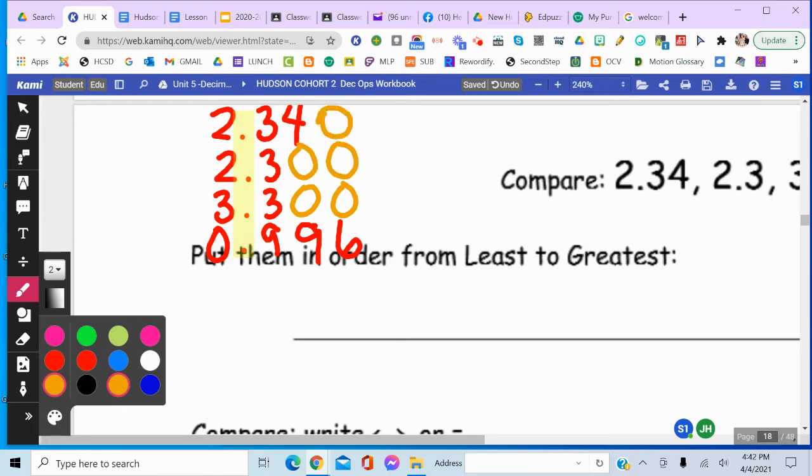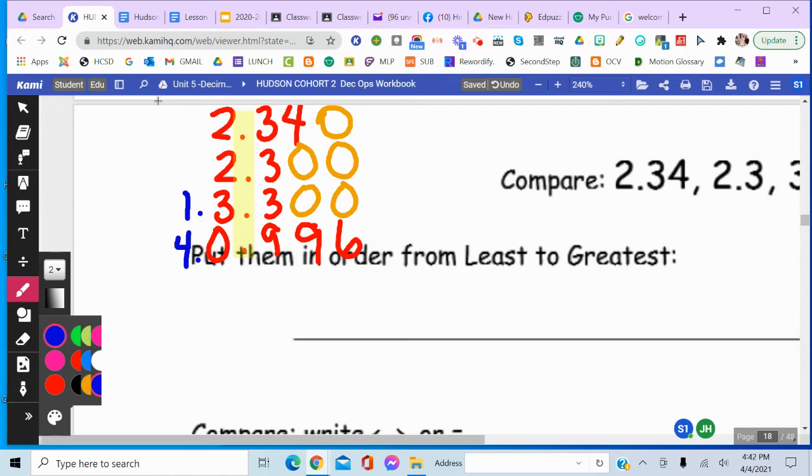Okay, now I'm going to start with my first digit. Well, I've got 2 2s, I have a 3 and a 0. This makes my life pretty easy because I already know the one with the 3 is the biggest. It doesn't even matter what the rest of the digits are. And I already know that the one with the 0 is the smallest. So that makes my life really easy because now all I have to do is figure out these other 2.